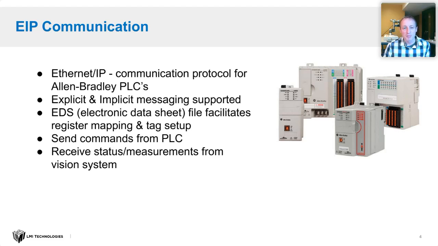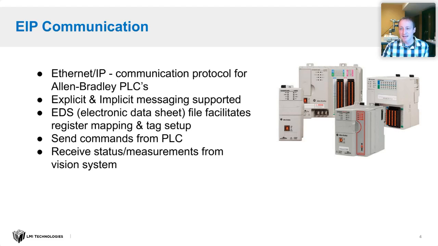With EIP communication, both explicit and implicit messaging is supported. There's trade-offs for both of those. Implicit messaging is generally easier to set up, but it takes up more network traffic. Explicit messaging requires a little more ladder diagram code, but it doesn't hog your network as much. And again, we'll show both of those here in our demo.